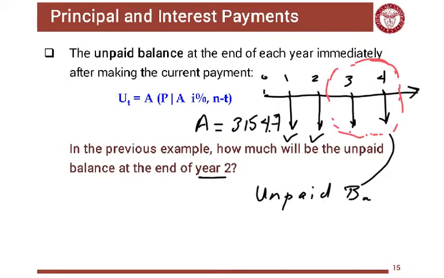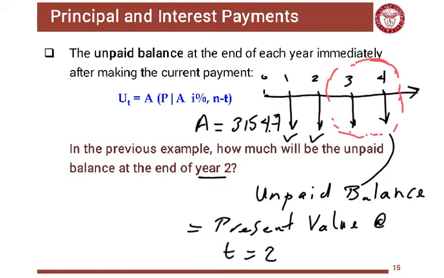Visually, you can see that the unpaid balance equals the present value at t equal to 2 for these future payments. So it is the present value of future payments, and it's an annuity. So now I'm dealing with the present value of an annuity. It's the same interest that is in the agreement, and the number of payments is n minus t. At t equals 2, n minus t equals n, the original number of payments, minus 2, so it equals 2.